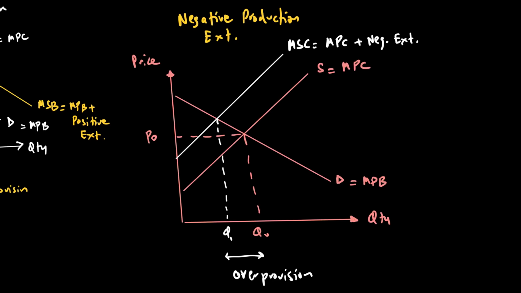Now, this over provision means what? The government basically has to intervene in this case too. How can the government intervene? And the answer is by taxing. By taxing equal to negative externality. If the government doesn't intervene, there is a market failure of over provision. But there's an important concept that we need to understand, which is called the dead weight loss.